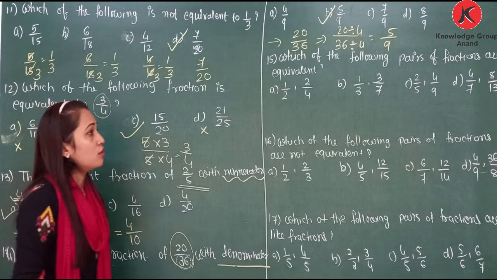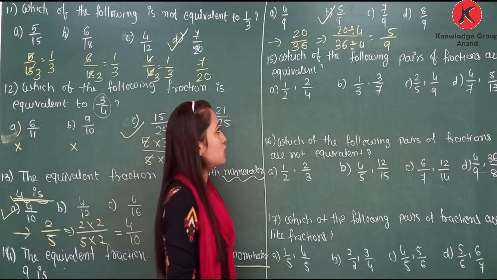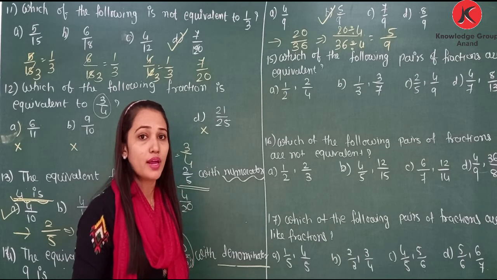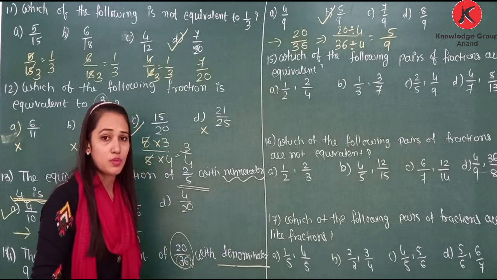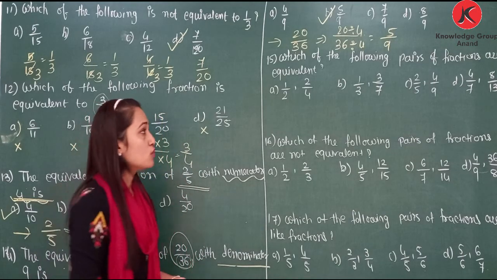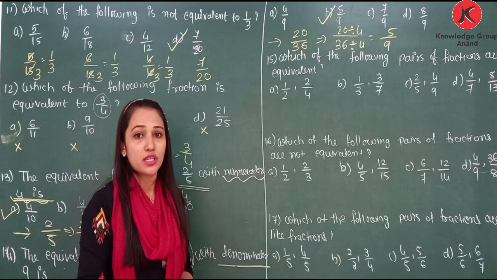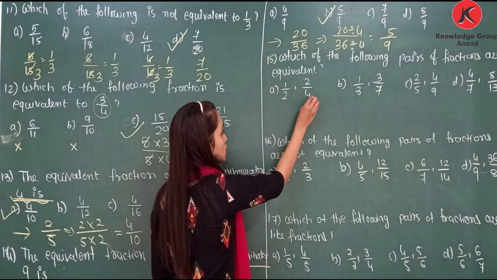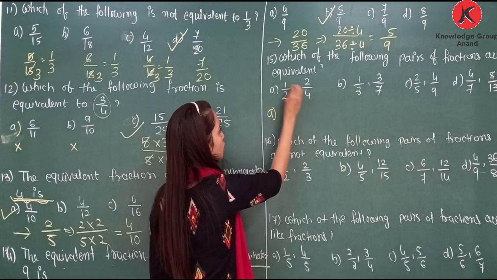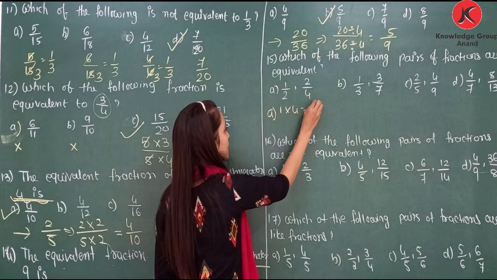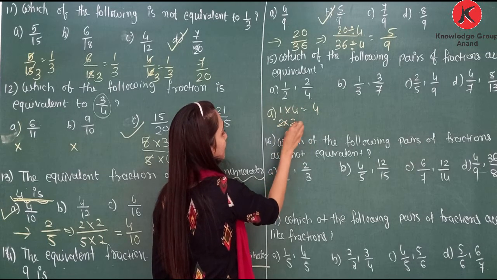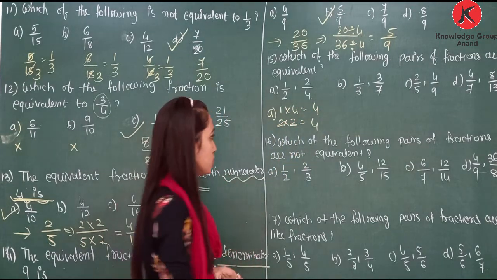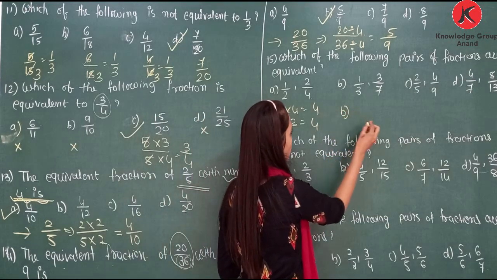Now next. Which of the following pairs of fractions are equivalent? Pairs are given and you need to find whether they are equivalent or not. Equivalent means they are the same or not. So if the cross multiplication is the same, then you get equivalent fractions. So find the cross multiplication for the first. 1 multiply 4, that is 4. 2 multiply 2 is 4. So this is equivalent. For B, check the remaining option.